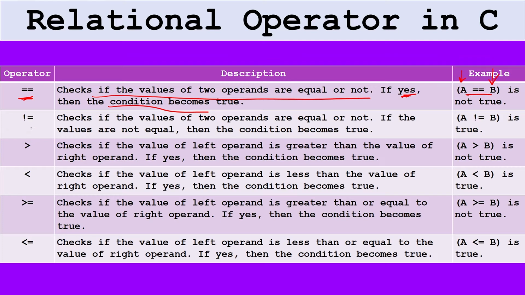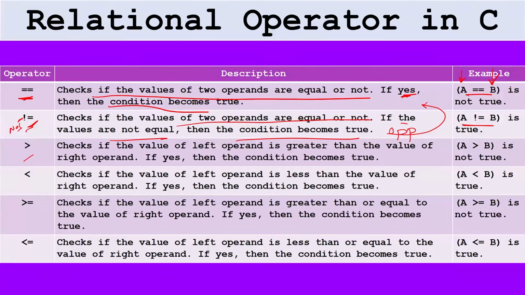Okay, next comes the not equal to operator. This sign, that is this one, means not. Checks if the value of two operands are equal or not. If the values are not equal, then the condition returns true. That is the opposite of the equal to operator. Opposite. Okay, so we compared these two numbers by writing like this.